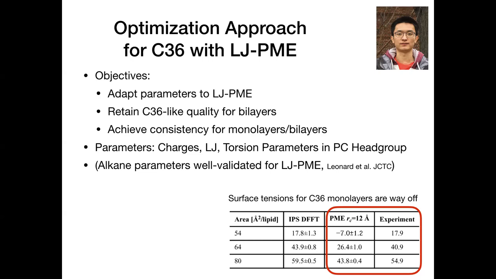I'm not going to go into this table. Maybe I should. This is from the original C36 paper, and it shows surface tensions for C36 monolayers with the default settings for the CHARMM force field. You can see that they are much lower than experiment. And when you use long-range dispersion, then they become not perfect, but much better. But this is the kind of inconsistency. So these are standard CHARMM settings, and these are non-standard settings. We want to have a set of parameters that works with a consistent setting for both monolayers and bilayers.